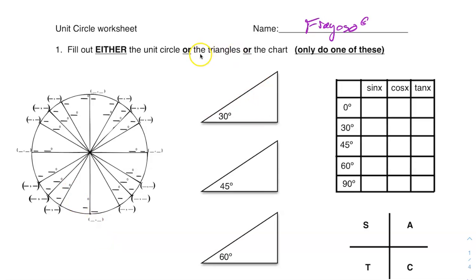Okay, let's go through this unit circle worksheet. So step one is that I want you to fill out one of these three. Now again, one of these, not all of them. So it's however you want to do it. If you want to memorize the unit circle, go ahead and fill that out to your heart's content.